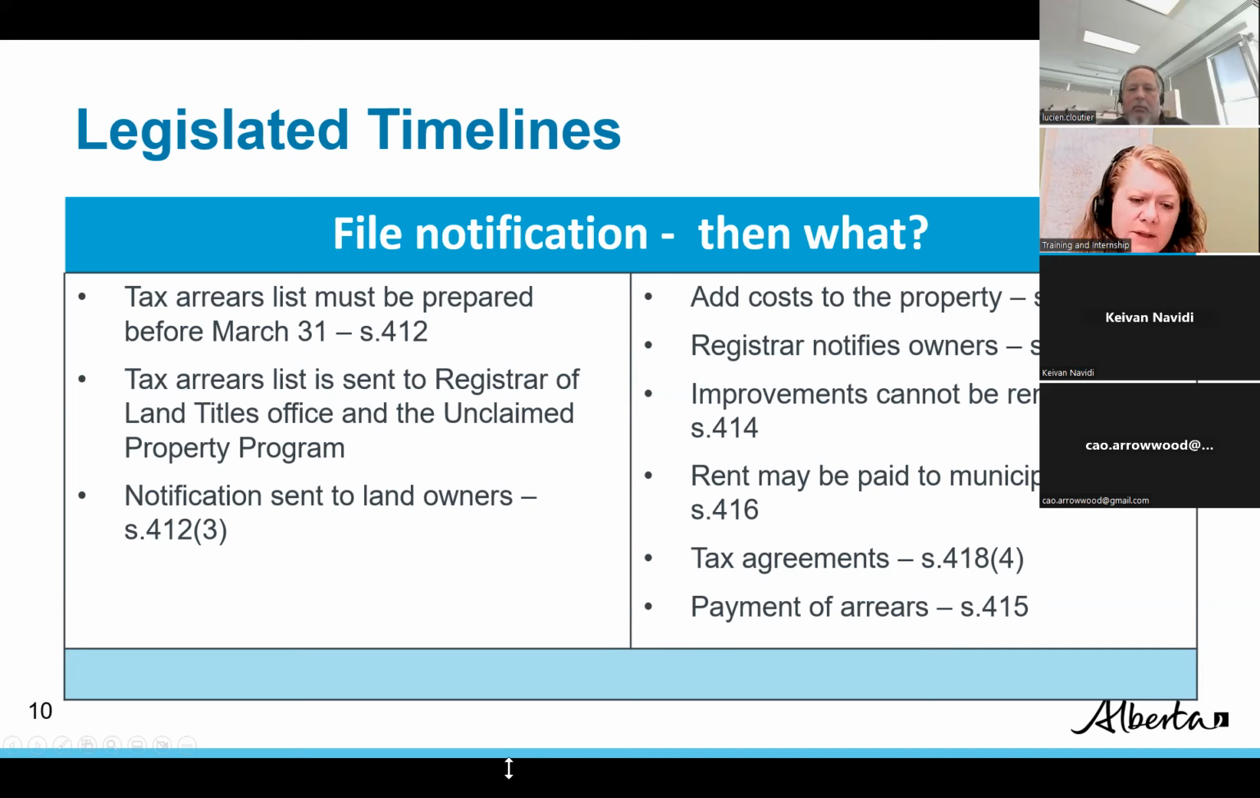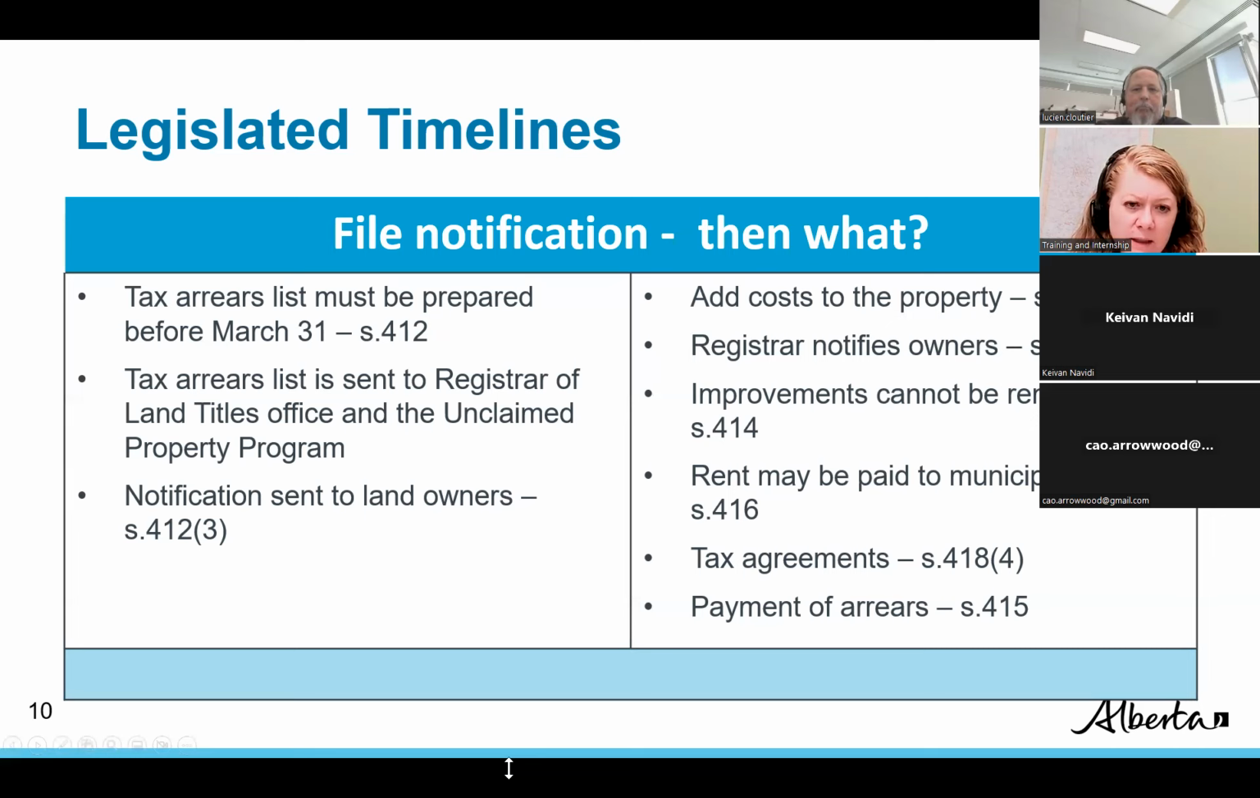By August 1st, the Registrar of Land Titles must also send a notice to the owners on the list, as well as any parties with interest or encumbrance on the certificate of title, that if the tax arrears are not paid in full by March 31st of the following year, the property will be put up for auction and the municipality may own it if it is not sold.